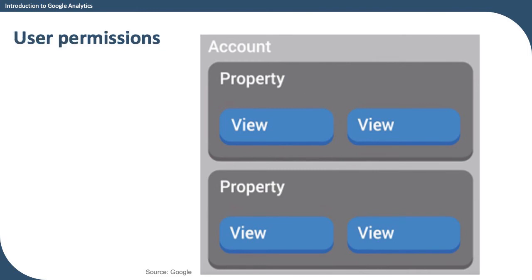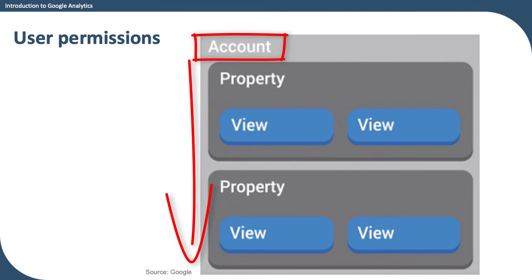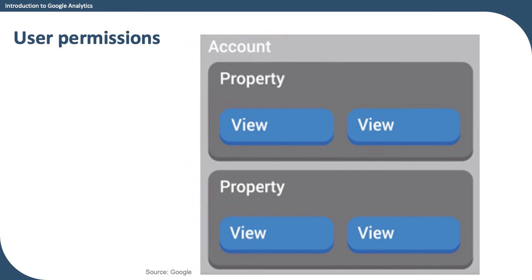You can also assign permissions to Google Analytics users at the account, property, or view level. Each level inherits permissions from the level above it. So for example, if you have access to an account, then you'll have the same access permissions to the properties and views in that account. But if you only have access permissions for a view, then you won't have permission to modify the property or account associated with that view.